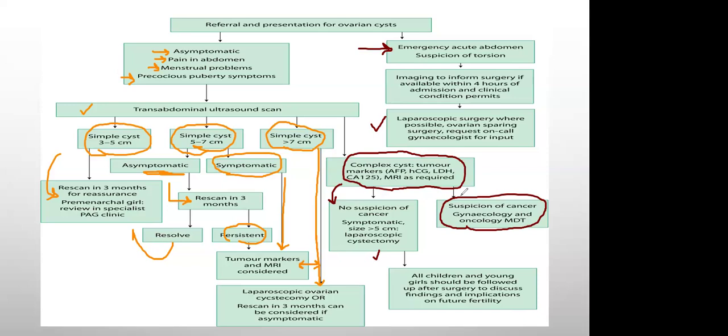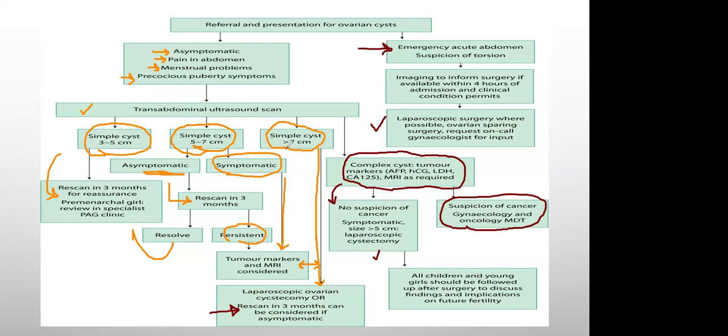Sir, in simple cyst greater than 7 centimeters, in the box it's written that rescan in 3 months can be considered if asymptomatic. Please explain this point from the exam point of view. Okay, you can see here, you have two options. Are you talking about this one? Rescan in 3 months be considered if asymptomatic.